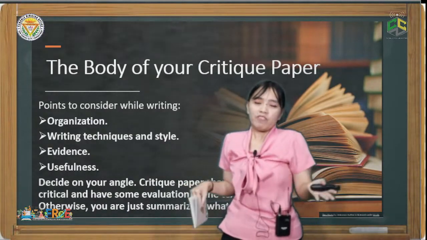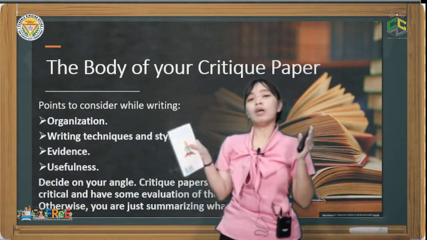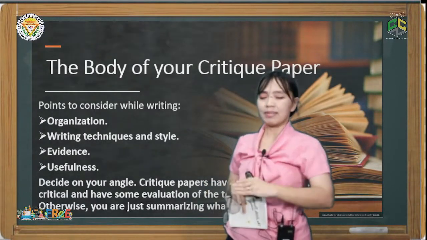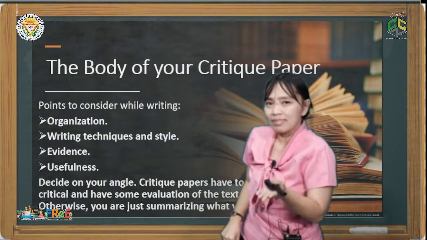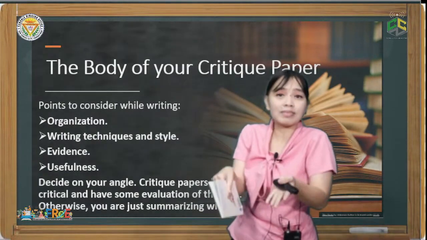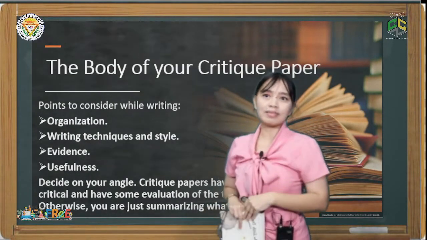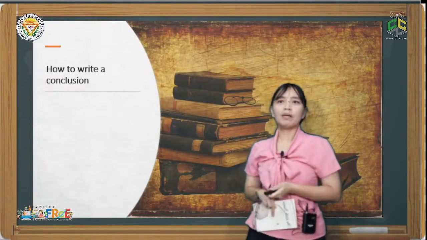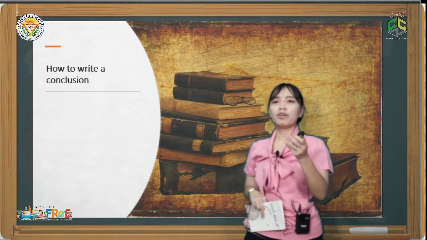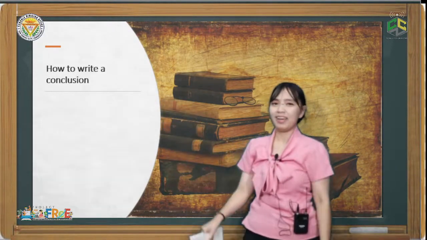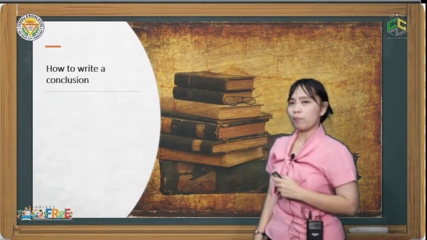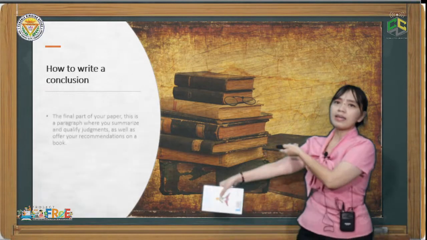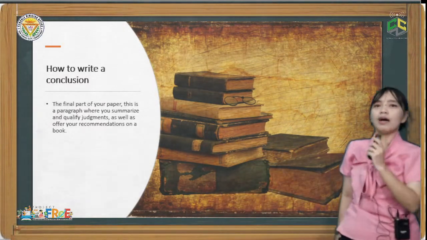All right? So if it's just a mere summary, we could not label your paper as a critique paper. It's because some great spices of that writing are missing, and that is critical analysis and critical evaluation. All right? Now let's move on to, of course, the finishing touches of writing a critique paper. So this is on how you are going to write a conclusion. Okay, so how do we do this?